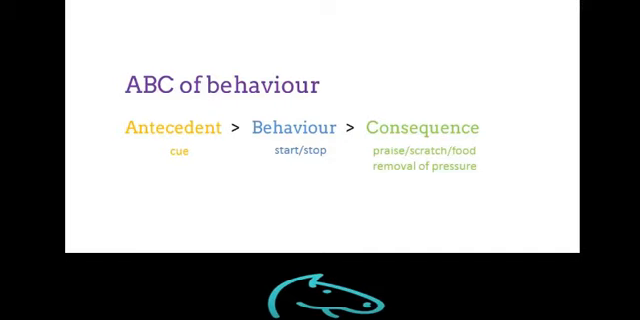Behaviour in this case is start and stop, and the consequence could be praise by your voice or a scratch or food, or just the removal of pressure. So if you've used a touch to ask the horse to walk on, or you've drawn the rope towards you to get them to move on, a little bit like your little wiggle of the rope that you do, the removal of it is the consequence that teaches the horse.